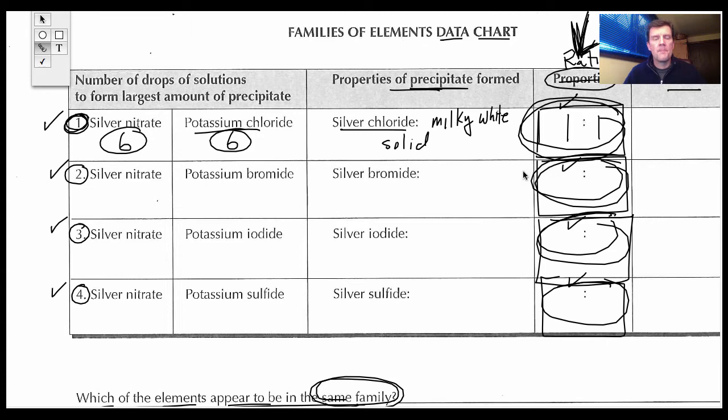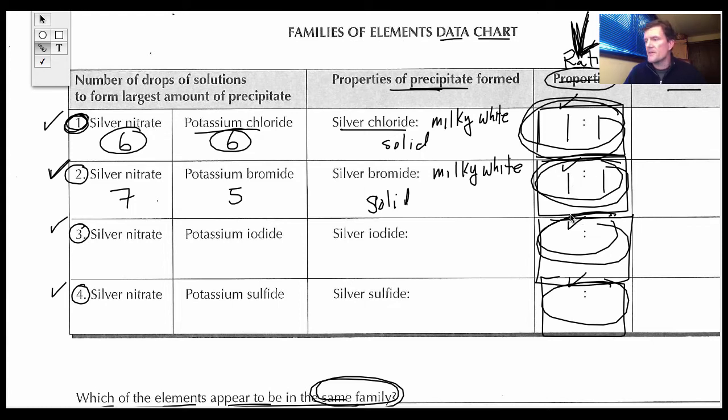Now for experiment number 2, the second combination, if you did this one or if you got it from your classmate, this also was about a 1-to-1. Now you might have gotten 7-to-5, or maybe 5-to-7, but still that's pretty close to 1-to-1. And you got a very similar looking precipitate. It also was a milky white precipitate or a solid. So this is about a 1-to-1 ratio as well.